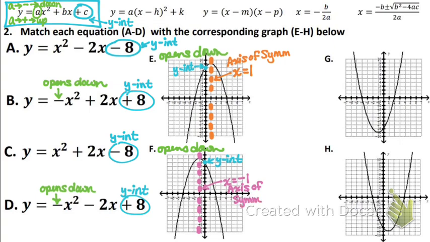How do I determine which one goes with which equation? What do I use? Positive and negative, yes, but I can't just grab the positive one and put it with the positive graph necessarily. I'm going to use this axis of symmetry formula right here. That will help me find the x part of the vertex, yes. This gives me my h value.